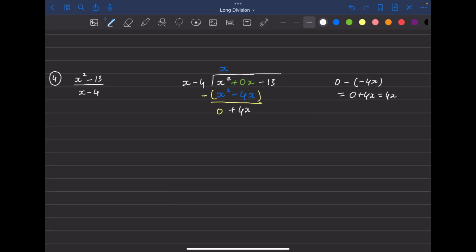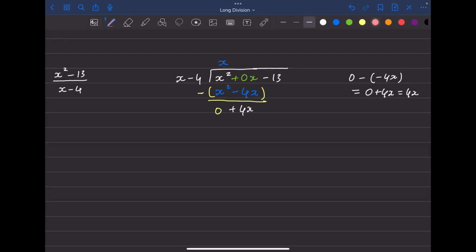And since we are done subtraction, let's bring down any terms we have remaining. So negative 13, let's bring that down. So minus 13. And then after that, we have one more step to go. How do we get from x to 4x? You multiply by 4. So plus 4. So now 4 times x is 4x. And then 4 times negative 4 is negative 16.